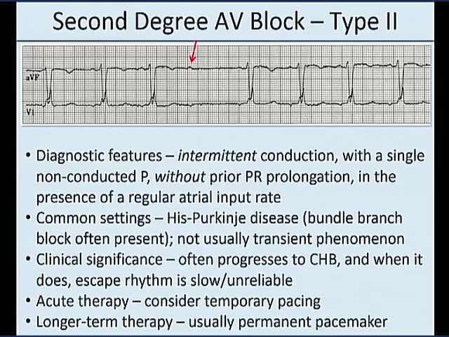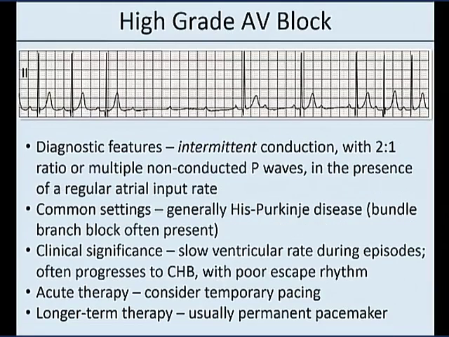And there's our single non-conductive P wave there. High-grade AV block is a subset of this, because we can't see any PR prolongation in many cases. You can't tell whether it's, especially if it's a 2-to-1 conduction, 3-to-1, 4-to-1 can occur as well. But there is some conduction going on, so it's not complete heart block. It's not very good conduction. It's intermittent, but you can't really localize it to the AV node or categorize it as type 1 or type 2. Generally, this is His-Purkinje disease.